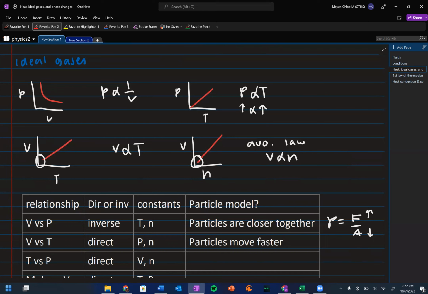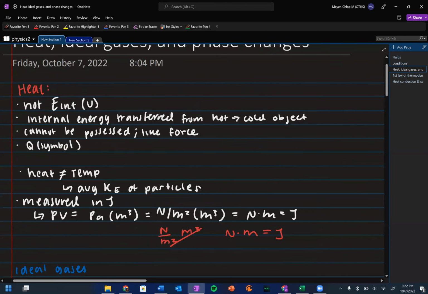But next is going to be volume and temperature. This one's really easy to think. Oh my God, I keep forgetting about this. I'm sorry. We're going to go back here.